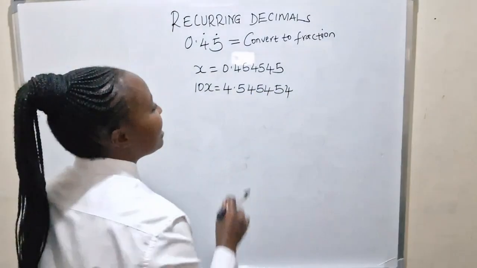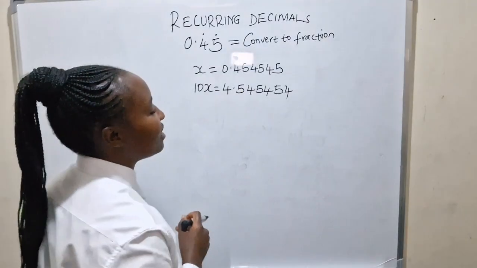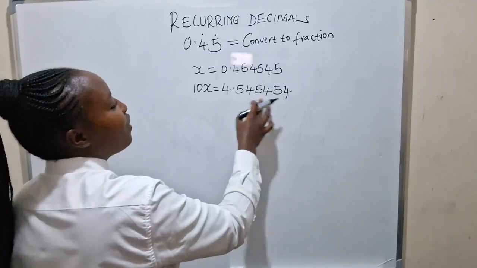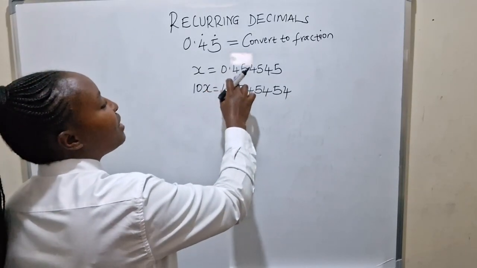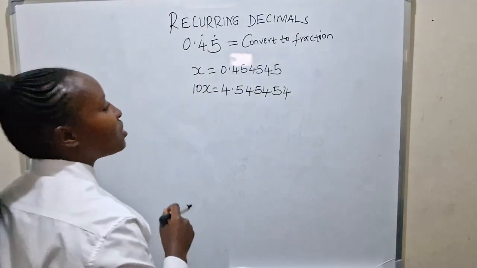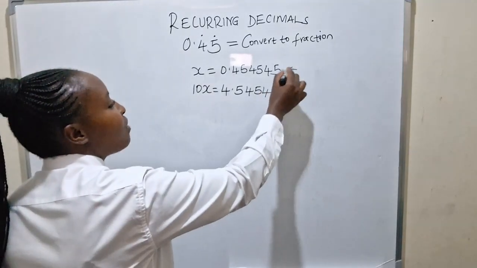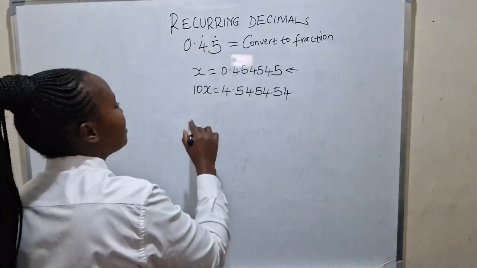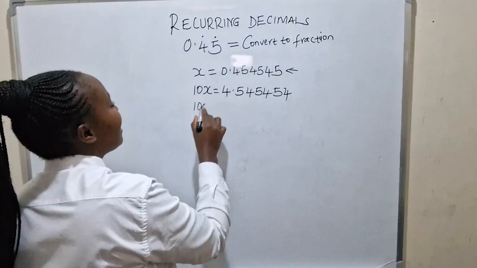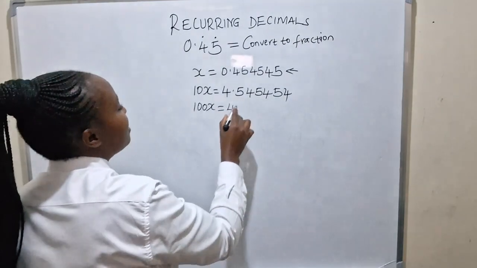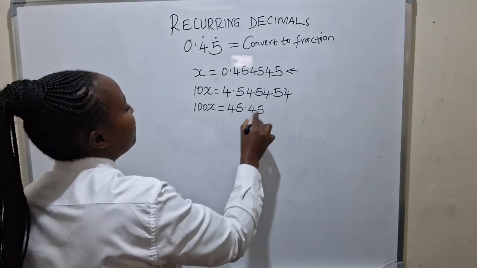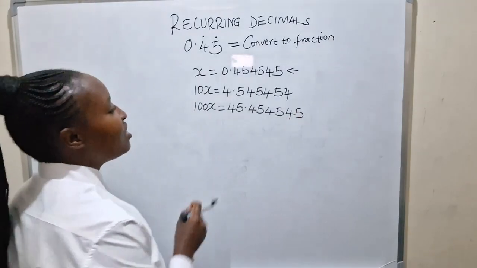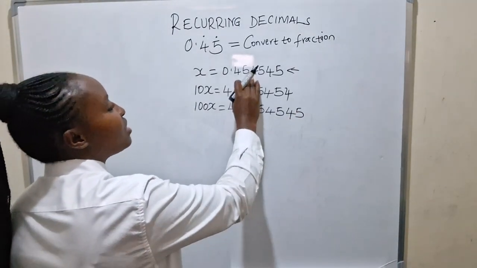4.545454. Now, this number here cannot subtract this one, okay? Because they have different styles of expression. This one is 4.545454, while this one is 0.454545. So you have to make it look like this one. So what do we do? We introduce another one, 100x. We multiply both sides by 100. So 100x equals 45.454545. Did you see that? So this one is similar to this one, okay?